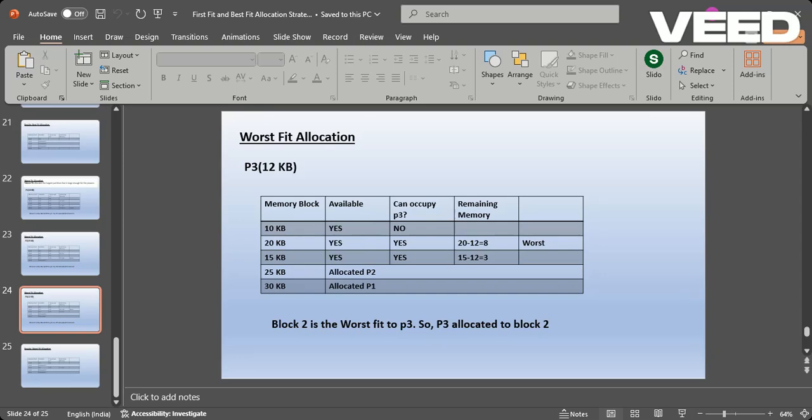Here we need to find out the worst memory location to store P3. Here the highest memory wastage is 8. So that is the worst fit location for the P3 process. Block 2 is the worst fit for P3. P3 is allocated inside block 2.